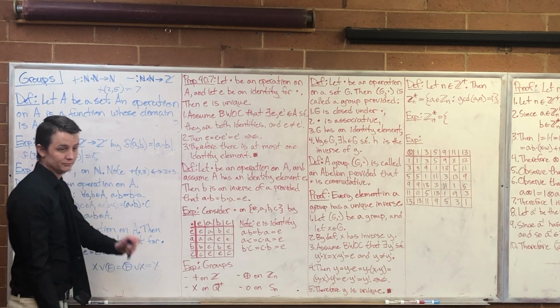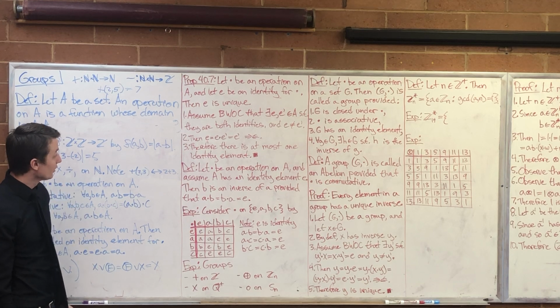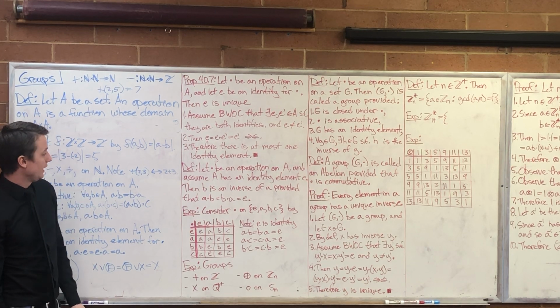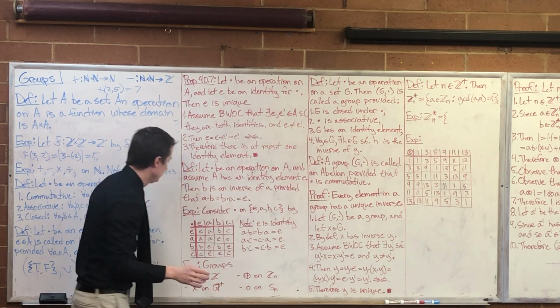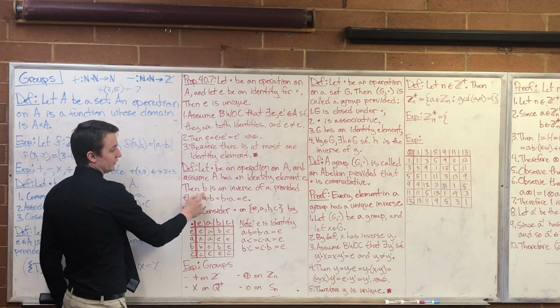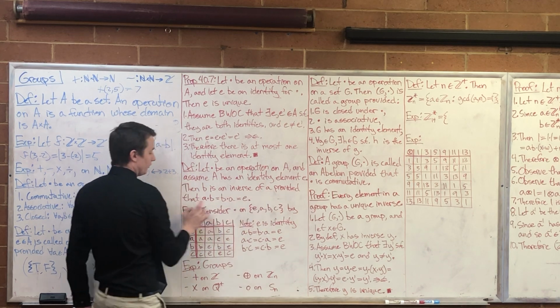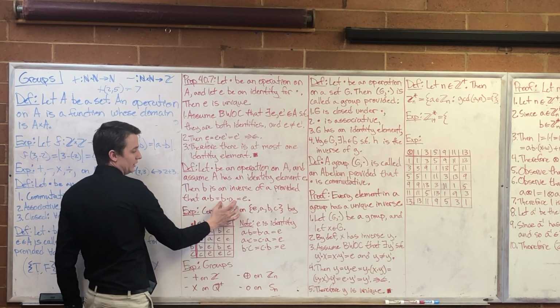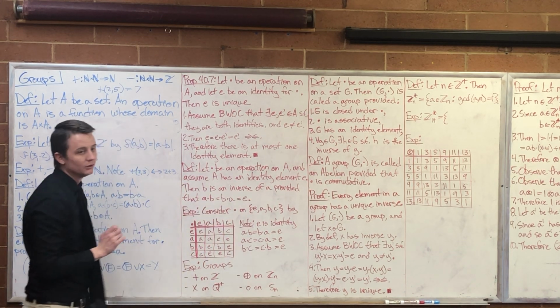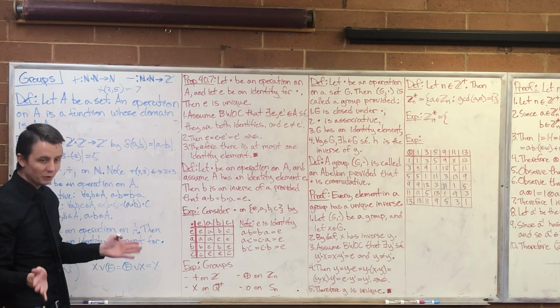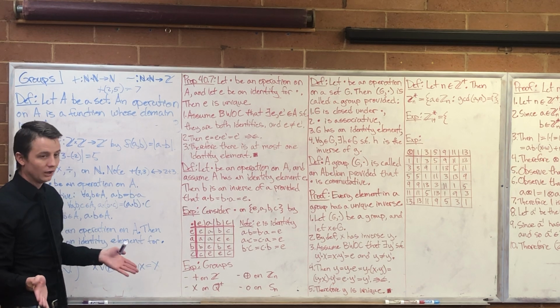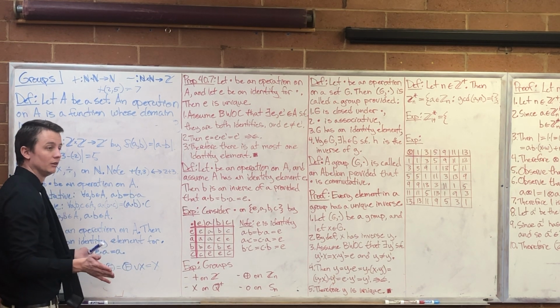No questions? Next. Alright, let dot be an operation on A, and assume A has an identity element E. Then B is an inverse of A, provided that A times B is equal to B times A is equal to E. That's almost exactly how we defined an inverse element when we were talking about modular arithmetic.